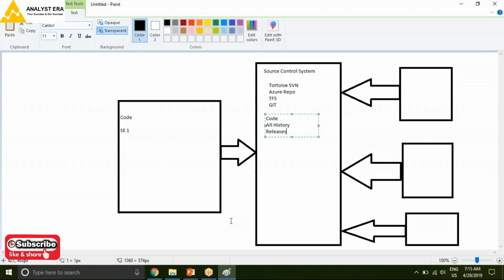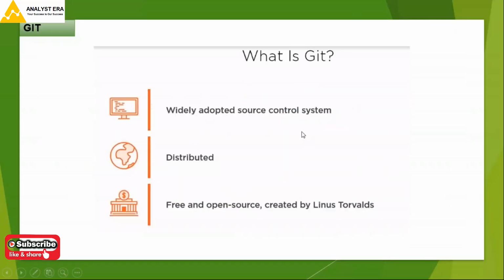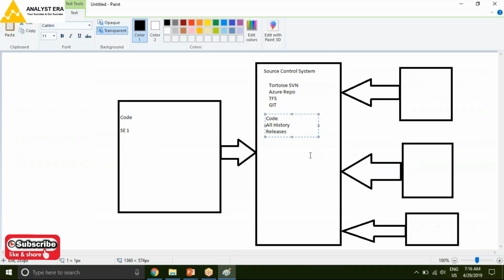So when you have multiple options, one of the very famous options out there is Git. It's a very widely used source control system. It is distributed. What do you mean by distributed? That's one of the very important things Git has, which no other source control system, as far as I know, has in the market.